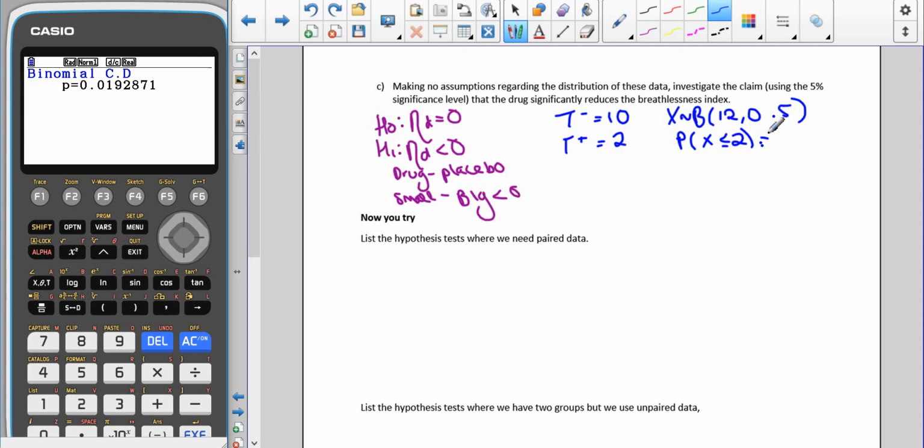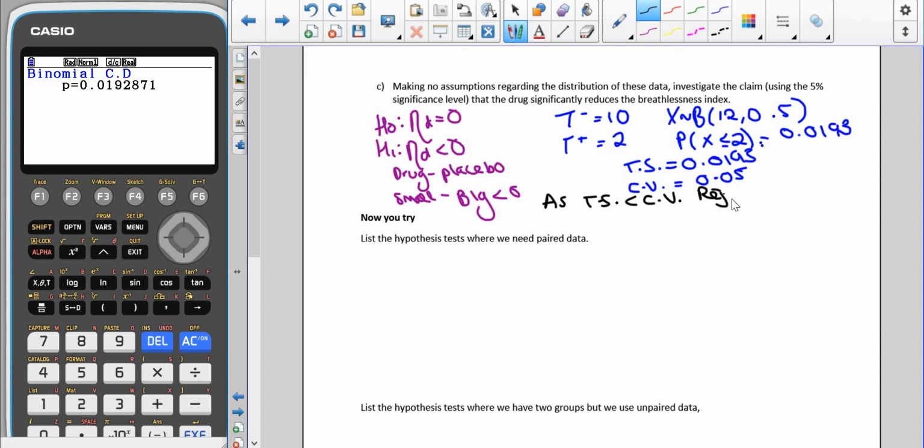And that ends up giving us 0.0193. This is our test statistic. Our critical value, well, it's a one-tailed test at a 5% significance level, so that gives us 0.05. So then as the test statistic is smaller than the critical value, we end up rejecting H0 at a 5% significance level.